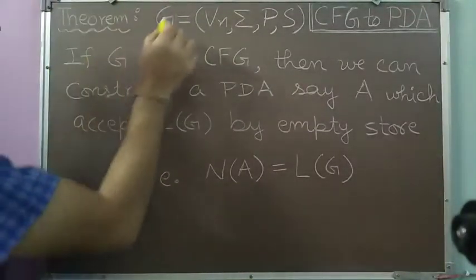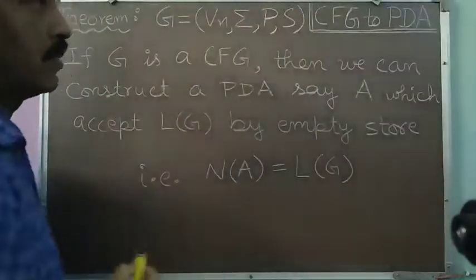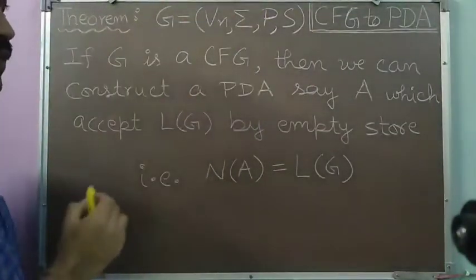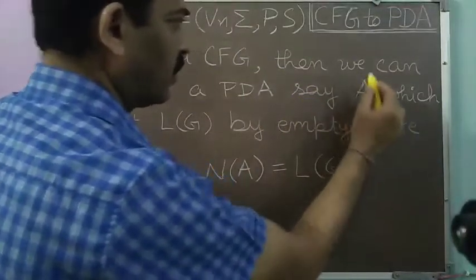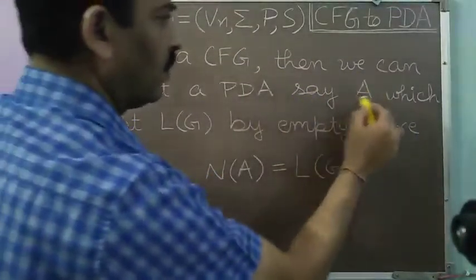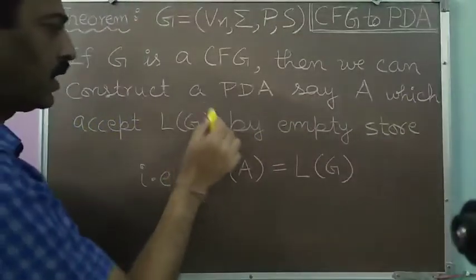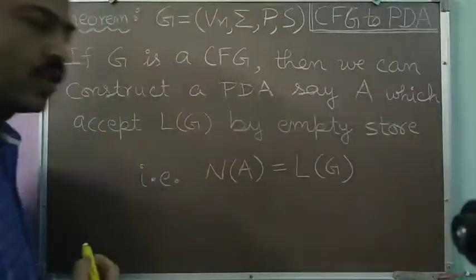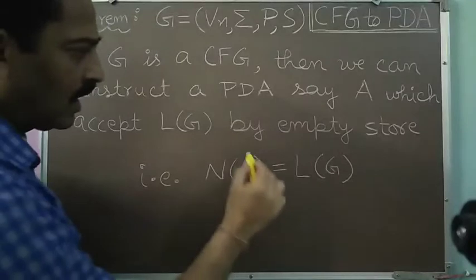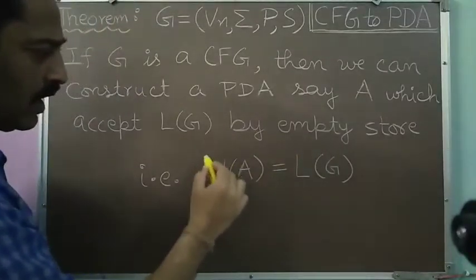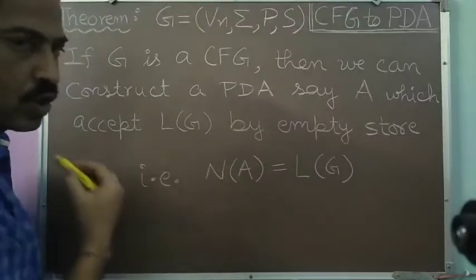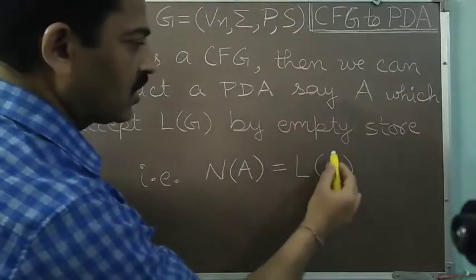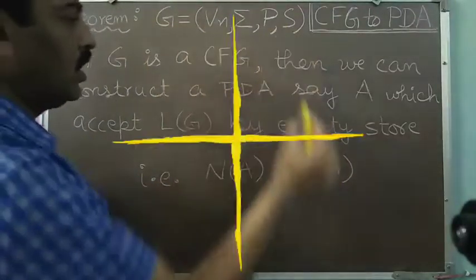This theorem says, suppose a grammar G, that is (Vn, Sigma, P, S). If G is a CFG, then we can construct a PDA, say A, which will accept the language L(G) by empty store. That is, N(A) will be equal to L(G), where N(A) is the language accepted by the PDA A by empty store, by null store, and L(G) is the language accepted by the grammar G.